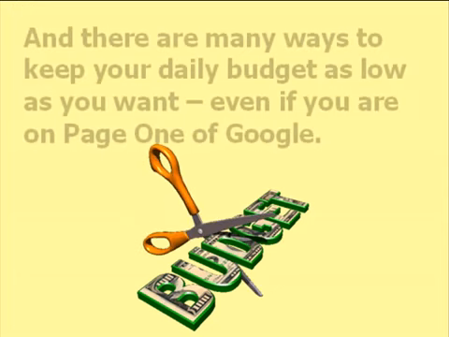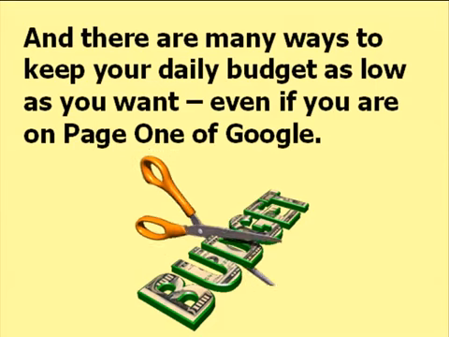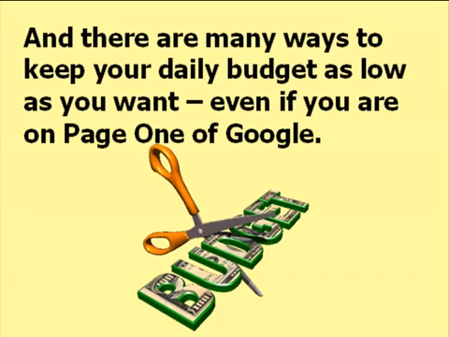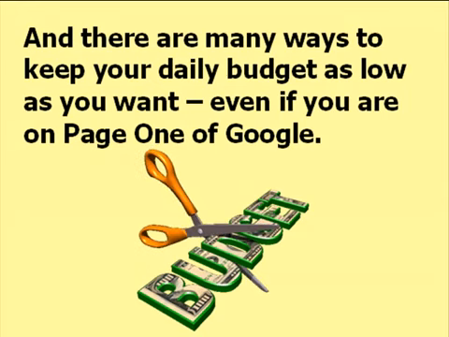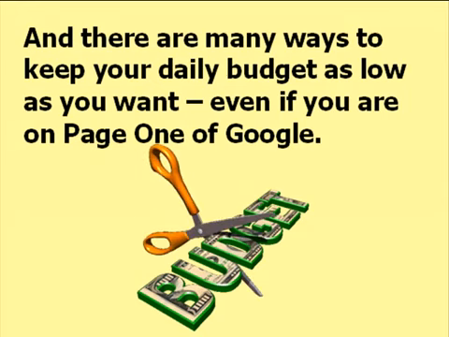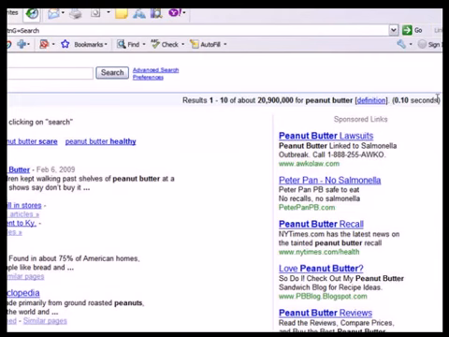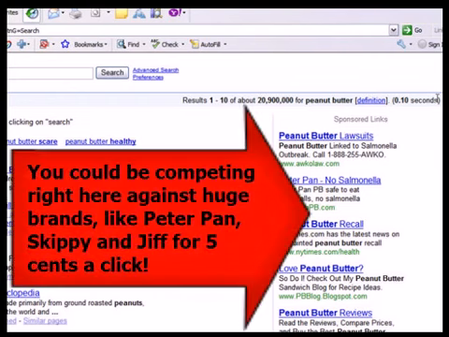And by the way, there are a lot of ways to keep your daily budget as low as you want, even if you are on page 1 of Google. You just tell Google the maximum you want to spend per day on your ad campaign. And more on setting your daily budget later. But the point I want to show you here is that you could be competing head-to-head with huge corporations like Peter Pan, Skippy, and Jif right here on page 1 of Google for pennies.